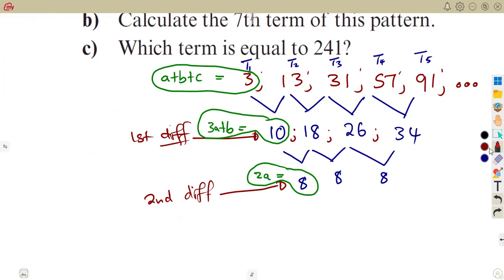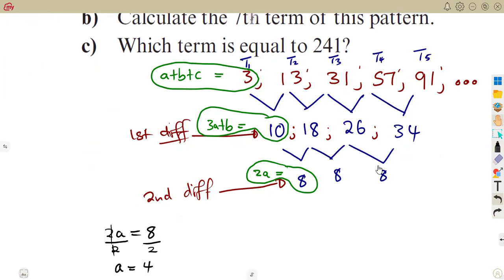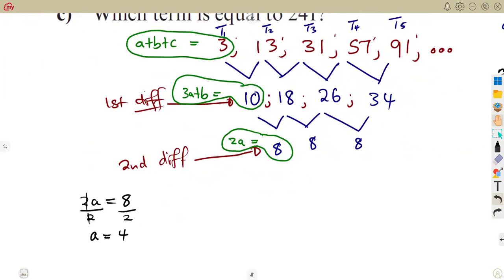So let's start from the bottom going up. Remember, we said 2A is equal to what? To 8. If 2A is equal to 8, it's an equation that you can solve for A. So let's divide by 2 on both sides. A is equal to 8 divided by 2, that's 4. So we can solve for A from there.